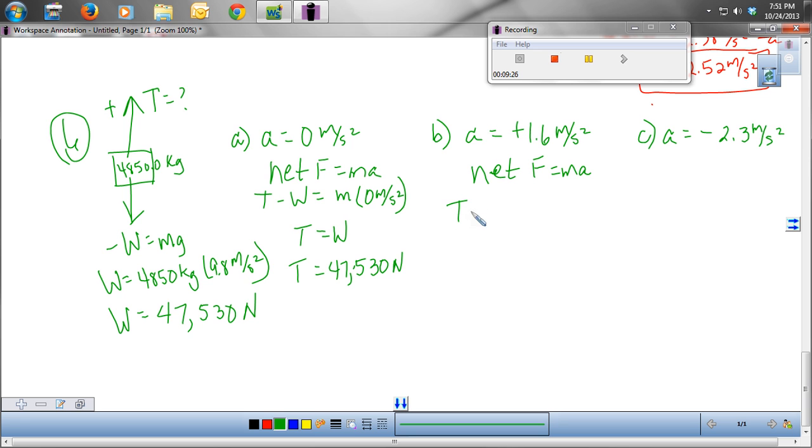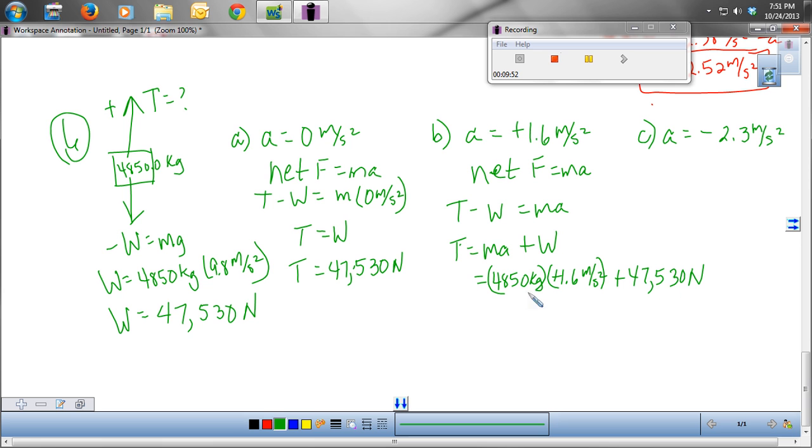So now I'm going to go to this part, net F equals ma. I still have T up, weight down. So T is going to be equal to ma plus W. Well, m is 4,850 kilograms. They want it to accelerate with a positive 1.6. And we already know the weight is 47,530 newtons. So when I did this math and added it to the weight, I got 55,290 newtons.